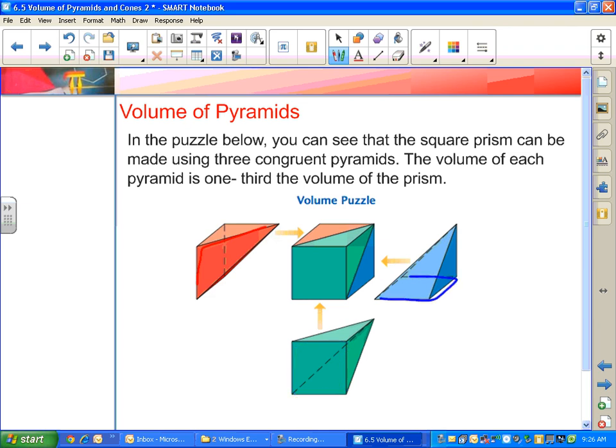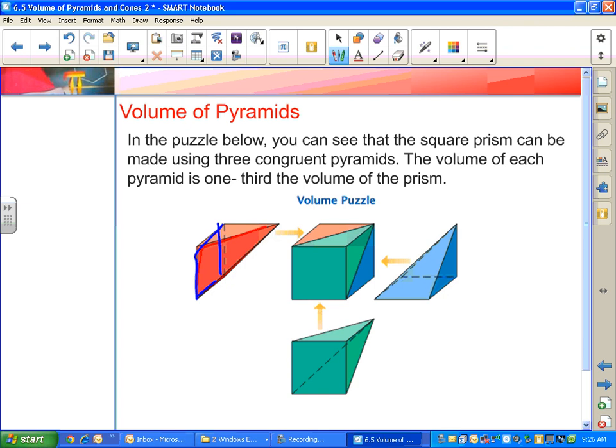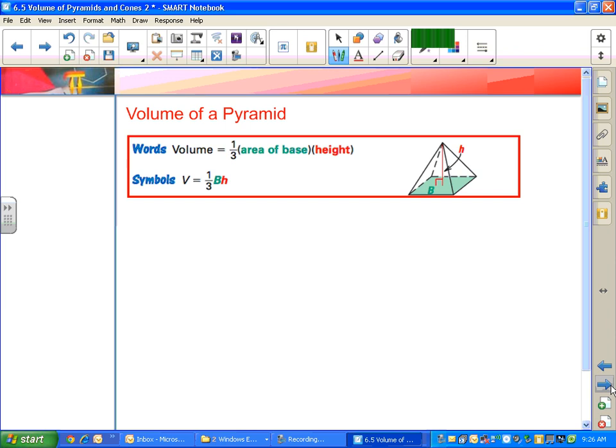So notice that the blue one has a square base, the green one has a square base, and the red one has a square base as well. So all 3 of these pyramids are the same. That means that the volume of each one of these 3 pyramids has to be 1/3 of the volume of the prism. So that's where our formula for the volume of a pyramid comes from. Proving it is actually a lot more difficult than that visual representation, but it turns out to be true. So we're going to work with it.